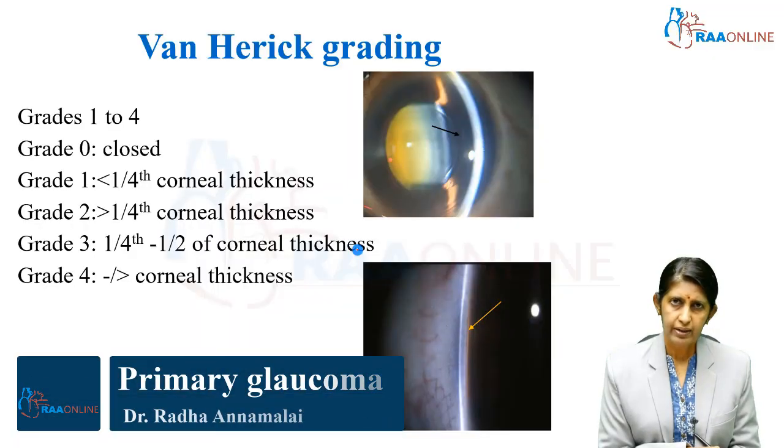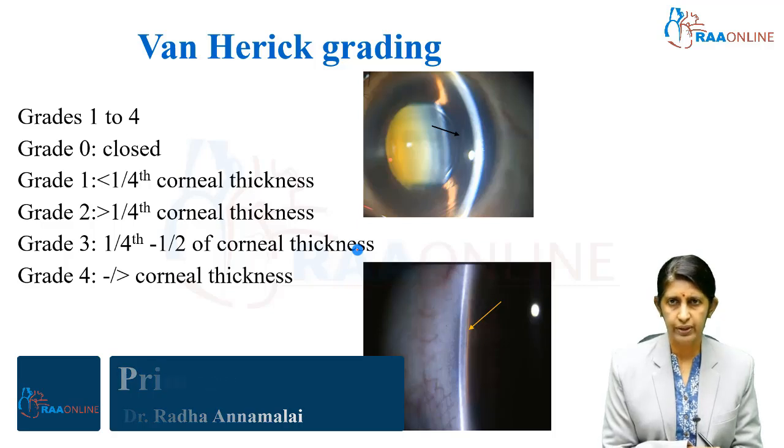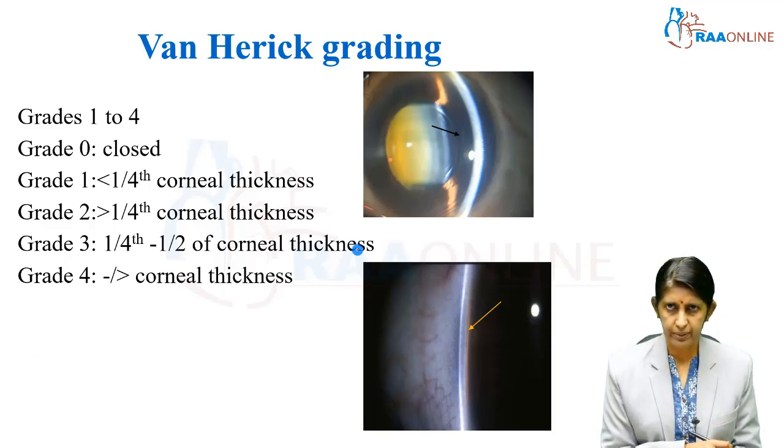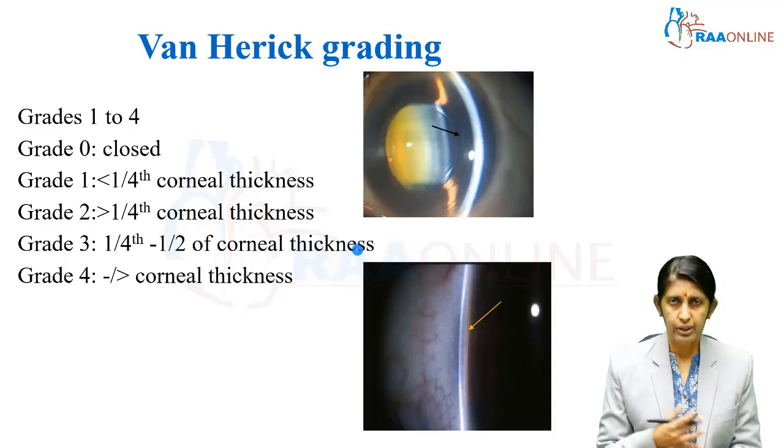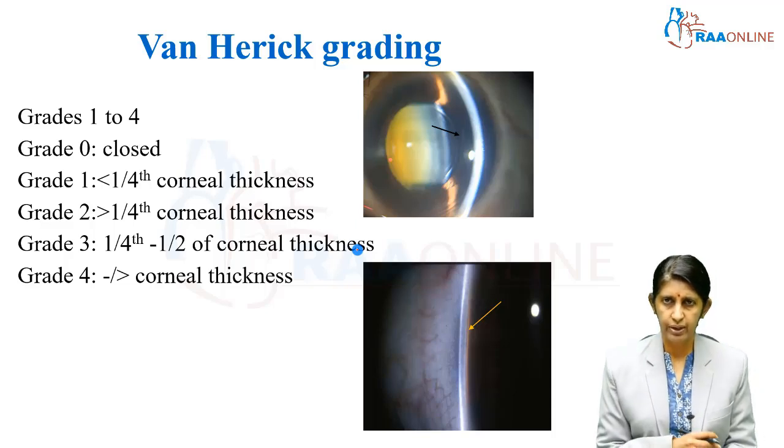So this is the Van Herrick grading. Van Herrick grading essentially is very useful to identify the depth of the anterior chamber in patients in whom it is not possible to perform a gonioscopy immediately. You can use a Van Herrick for screening to identify if the angles are likely to be open or closed.